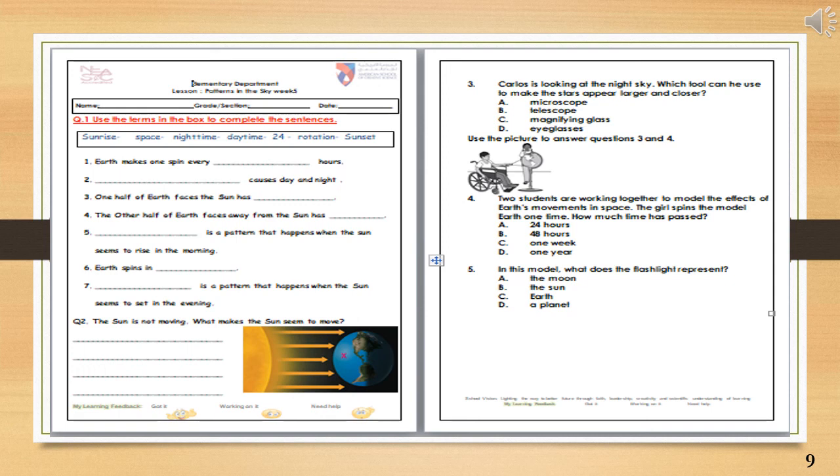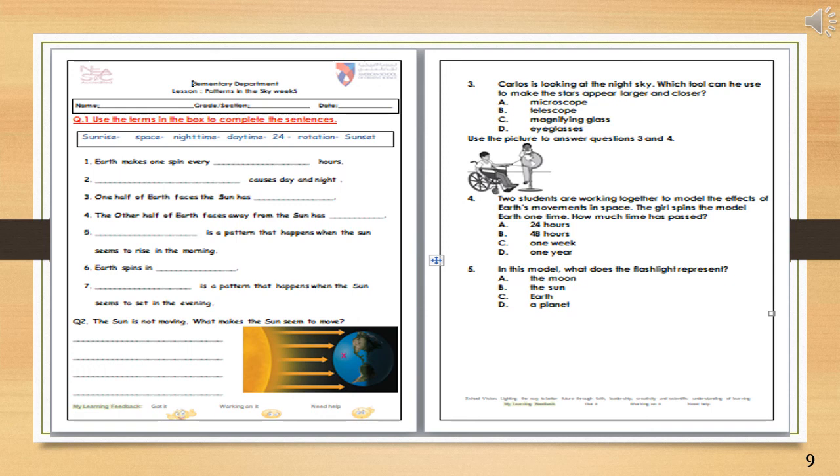Slide number 9, worksheet number 2. Let us do the exercise together. Question 1. Use the terms in the box to complete the sentences. Number 1, Earth makes one spin every? That's correct, 24 hours. Number 2, blank causes day and night. Very good. Rotation causes day and night.